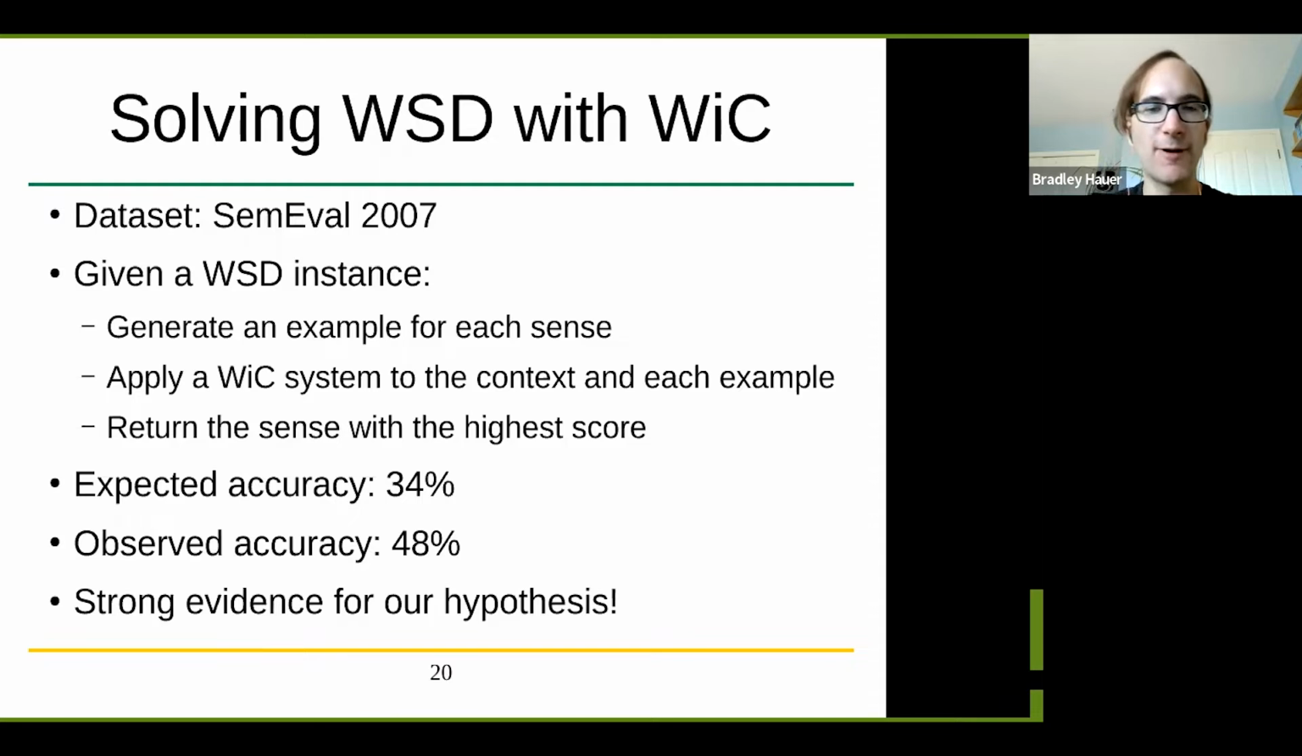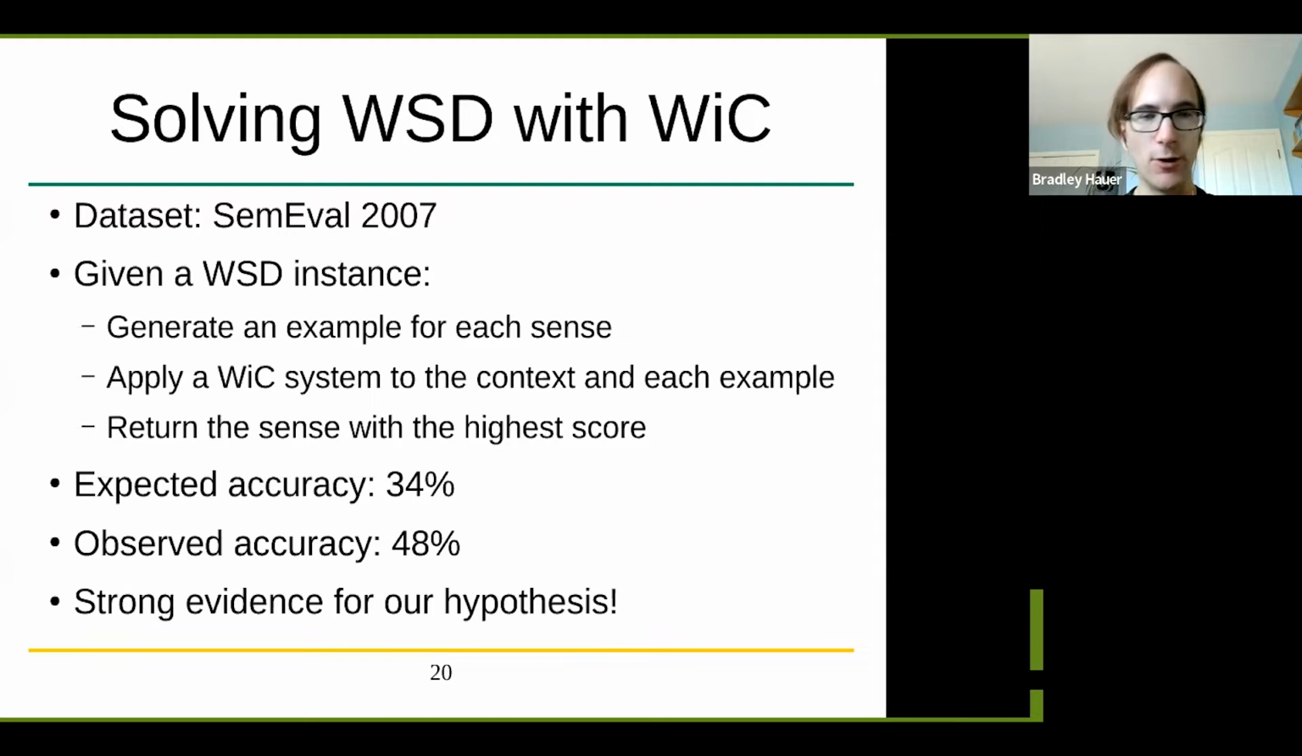We use the SemEval 2007 WSD dataset. Given a WSD instance, we generate an example for each sense, as we saw in the examples. We apply a WIC system to the context and to each example, and we return the sense with the highest score. Now, based on an analysis of the performance of the system and the average number of WIC instances that we have to generate, we expect an accuracy of about 34%.